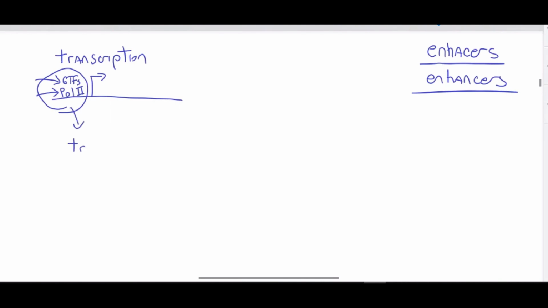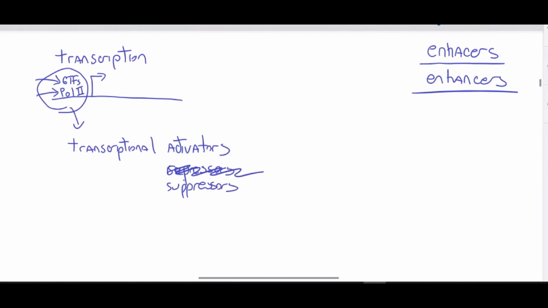So we have other proteins called transcriptional activators and transcriptional suppressors or repressors. I'm going with suppressors; I'm sure they're used interchangeably. So what do these do? These both bind to DNA. Activators bind to elements known as enhancers, which is going to be the main topic of today's video.